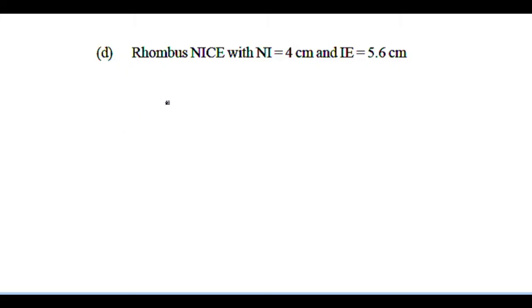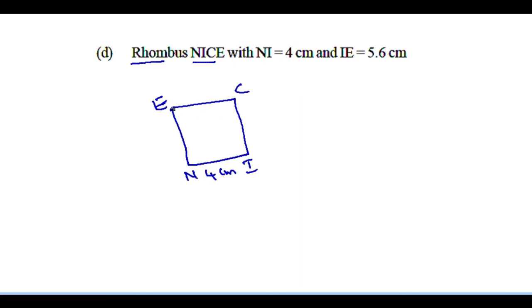It is the last question in exercise 3.2. We are going to construct the rhombus NICE with NI 4 centimeters and IE 5.6 centimeters. So first draw a rough sketch of the rhombus and label it with the given measurements. So N, I, C, E, NICE. Now NI we have 4 centimeters and I to E, the diagonal they have given, is 5.6 centimeters.